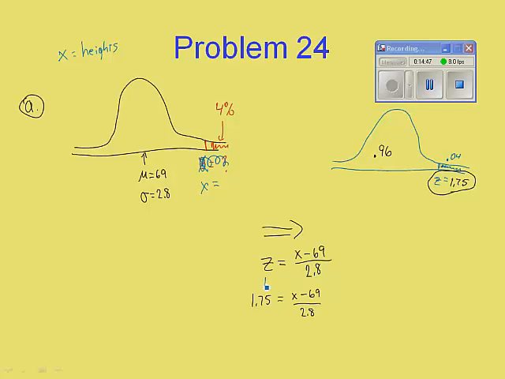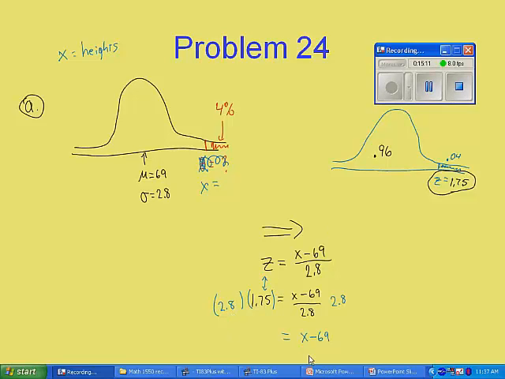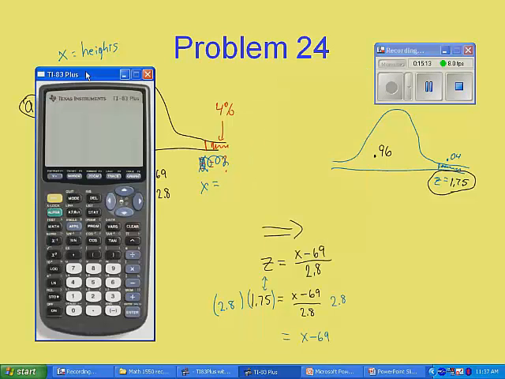Do you see what I have? I have the z value, but what do I want to know? So what would I do to both sides of this equation? We can multiply by 2.8 on both sides. Why did you do that? Because that'll cancel out the dividing. On this side, you'll just have x minus 69. And then I can do 2.8 times 1.75 on this side. What's that equal? 2.8 times 1.75 is 4.9.